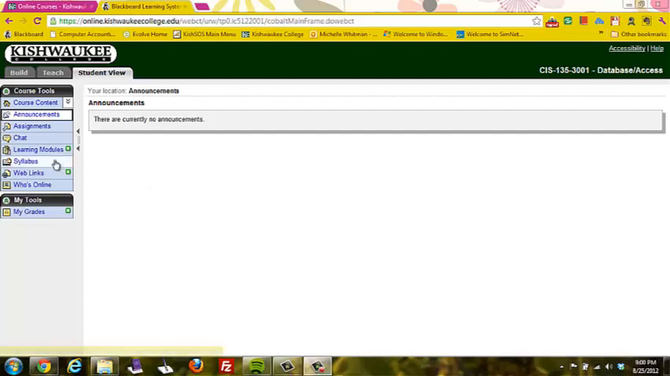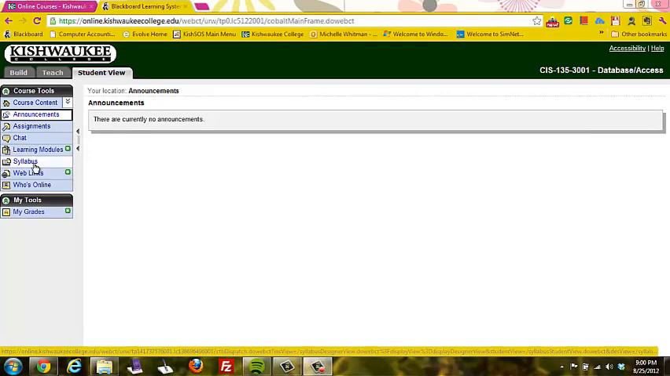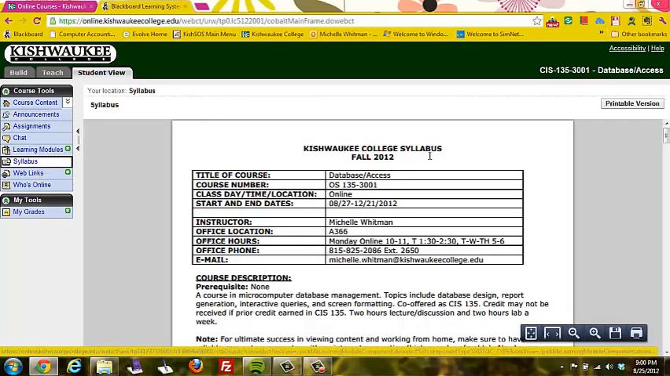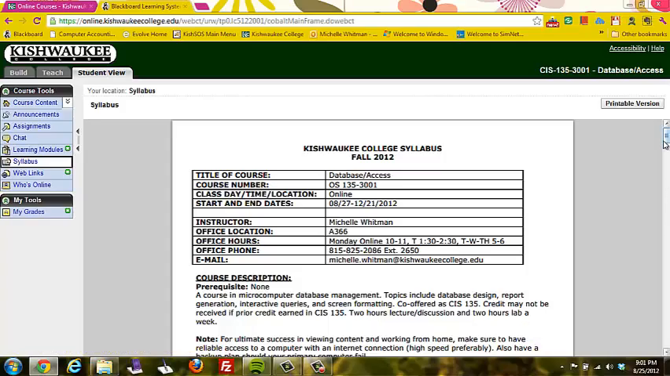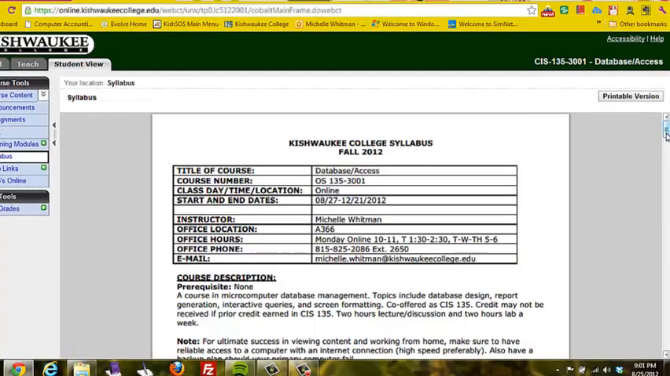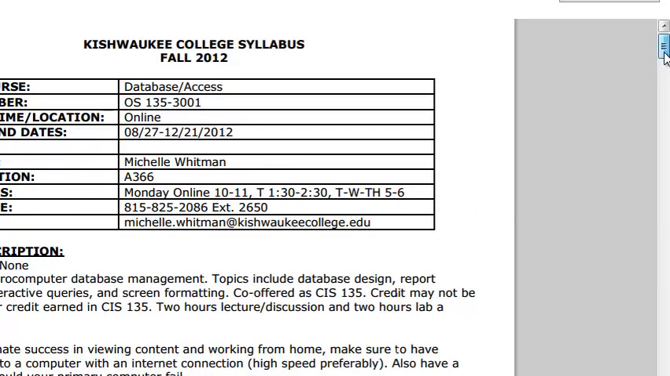I'm going to move over here to the left and look at the syllabus first. You want to make sure you can print the syllabus if you'd like to have a copy of it, or you can keep it here online.